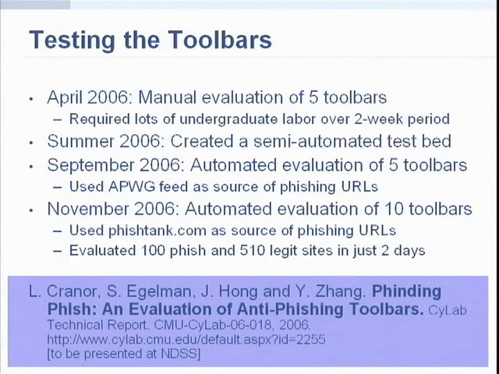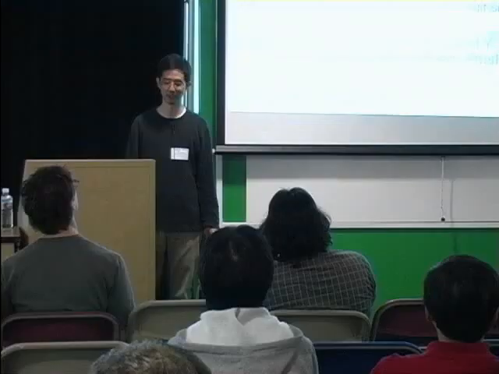OK, so here's sort of a rough timeline of what we did. In April 2006, we did a manual evaluation of 5 toolbars. This required an army of undergraduates to get done. And let me tell you, it was not fun to do. We did this over a 2-week period, and it cost us a great deal in terms of pizza.